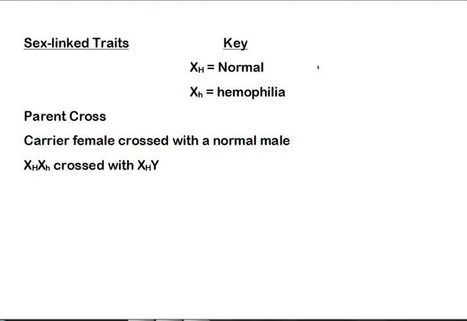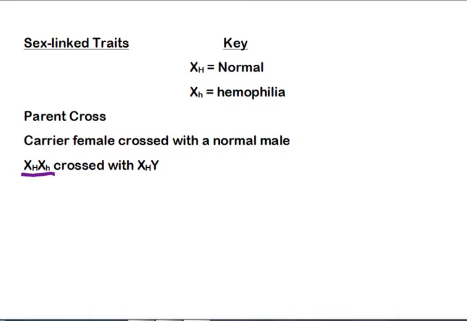So as you can see from our key, X with the dominant H is considered normal. X with a lowercase h is a carrier for the hemophilia allele. In this parent cross, we're going to look at a carrier female, which means she's heterozygous, X capital H, X lowercase h, crossed with a normal male.